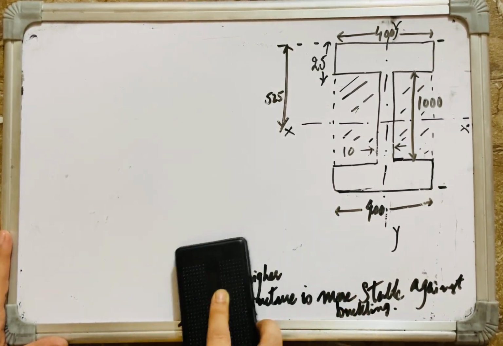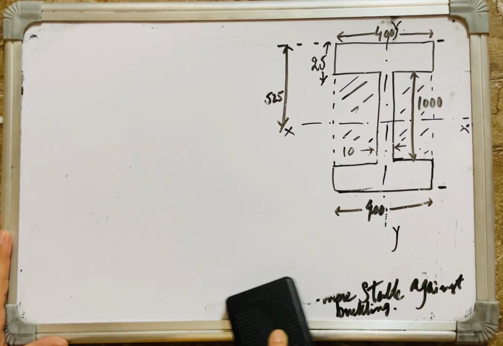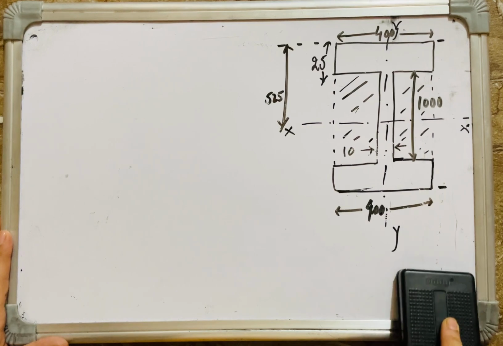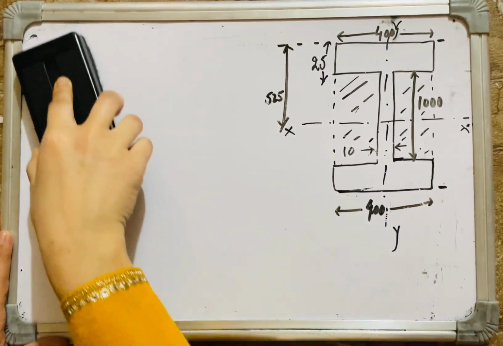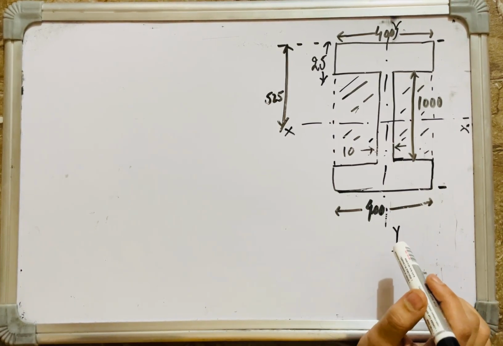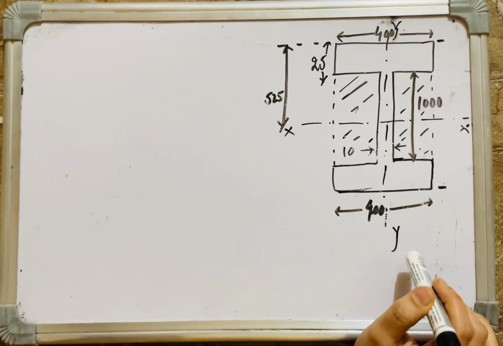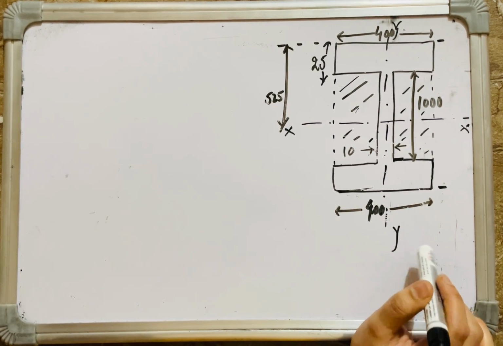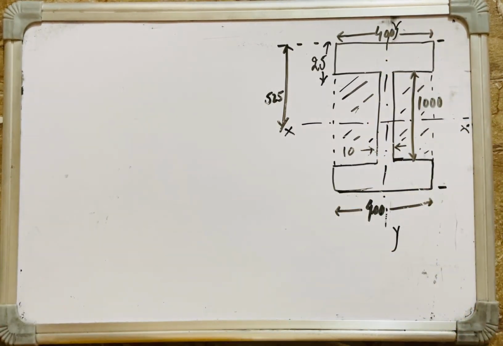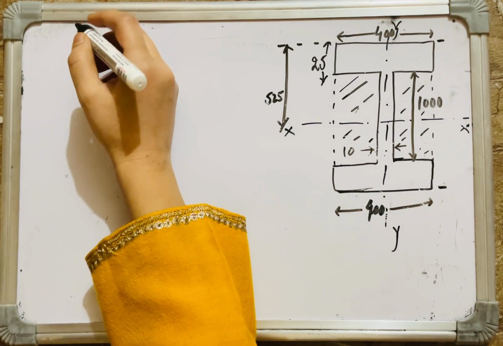Here in this case I'm taking stability analysis using the y axis, because I am interested to know about the bending or the rotation of this section, or checking the stability of this structure against buckling, about which axis? The y-y axis. All right, so let's calculate the Iyy first. I'll be calculating Iyy.